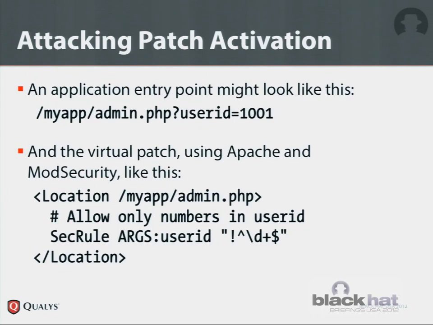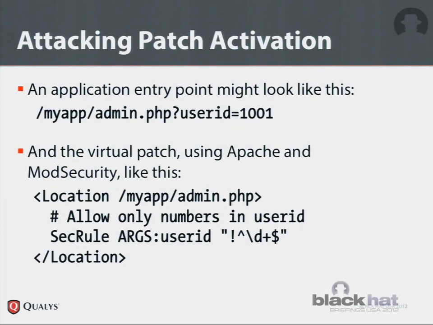So we have an imaginary application, and in that application there's a script called admin.php. Let's imagine it has a single parameter, user ID, and this user ID is supposed to be a number, but it's vulnerable to SQL injection. So you want to deploy a virtual patch, and you want to make sure that if anything else comes in this parameter user ID, you can detect it so you can block the request and thus prevent the attack.